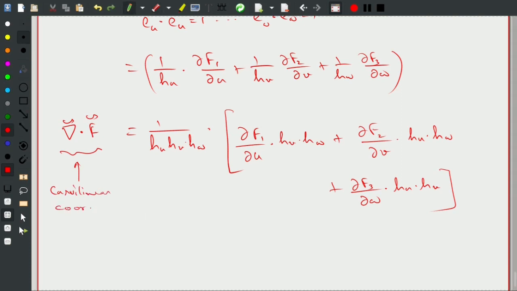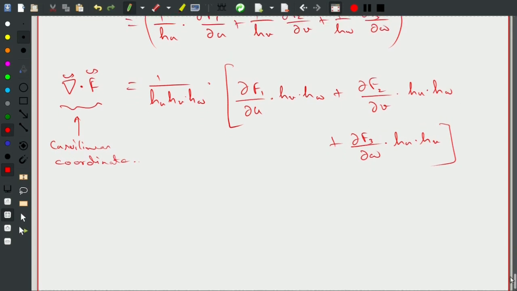Curvilinear coordinates. So let's work out an example for this. Let's find the divergence of a vector f in spherical coordinates. So in this example, we are using spherical coordinates.